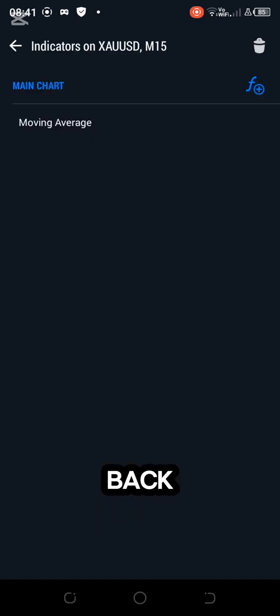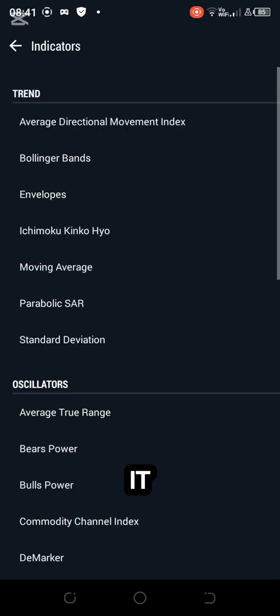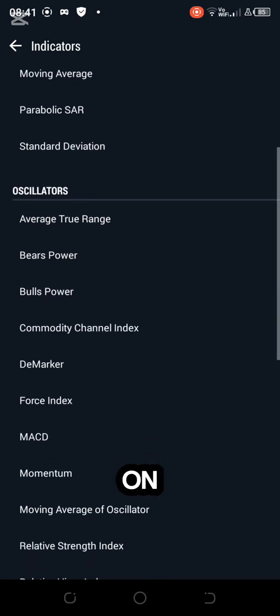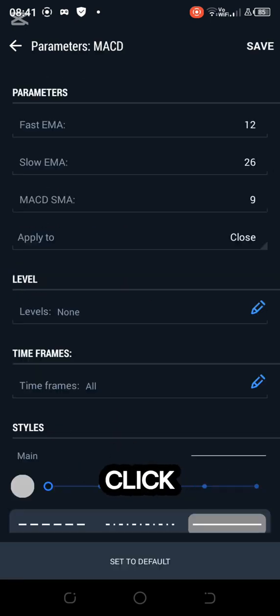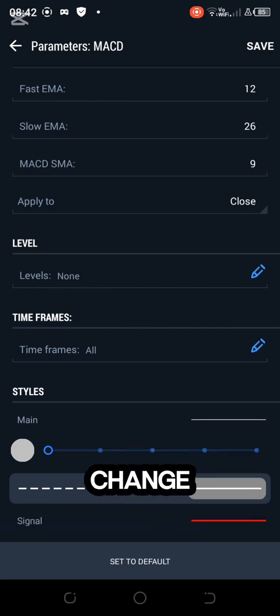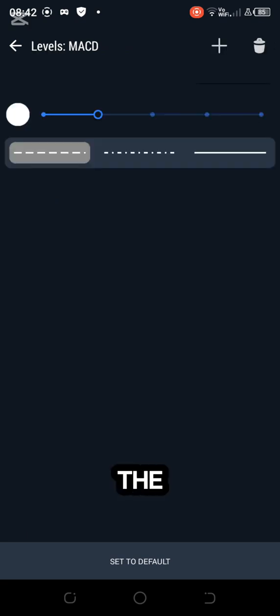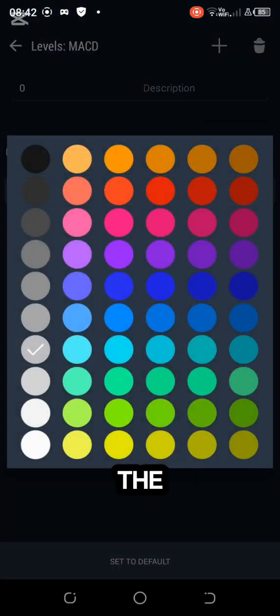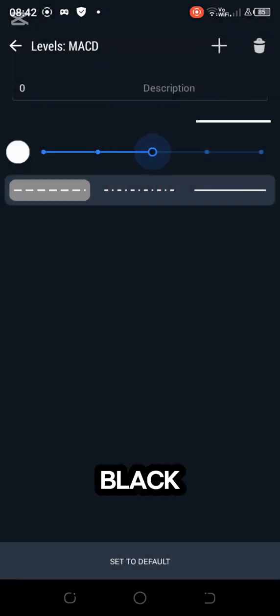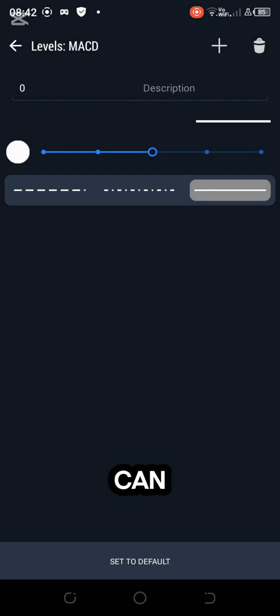Then we go back to the main chart. We click again on the F icon. Then we go to oscillators, and the first indicator is the MACD. You click the MACD. The parameters are the default parameters. What we're going to change is only the levels. On the levels, we're going to insert 0, and we're also going to change the color. My background is black, so I'm going to use white so that we can clearly see this.